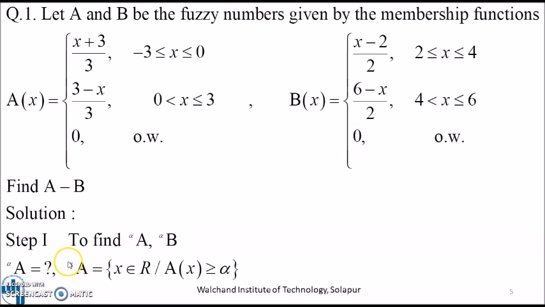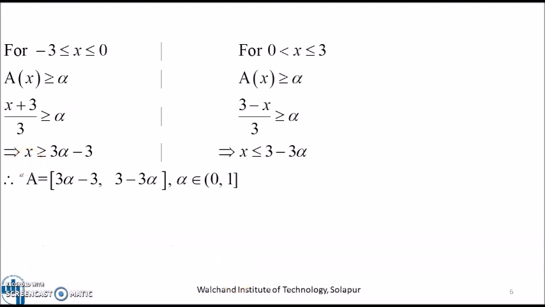First of all, writing the definition of the alpha cut of a. Now this is the definition. The first range for the fuzzy number a is minus 3 less than or equal to x less than or equal to 0. In this range, we want a of x greater than or equal to alpha. A of x in this range is defined as (x plus 3) upon 3 greater than or equal to alpha. And writing the restriction for x, we get x greater than or equal to 3 alpha minus 3.